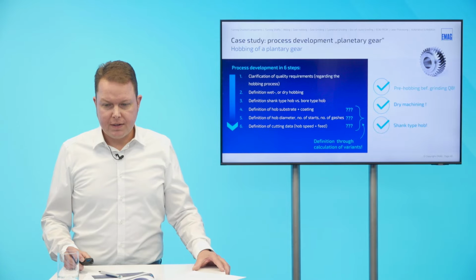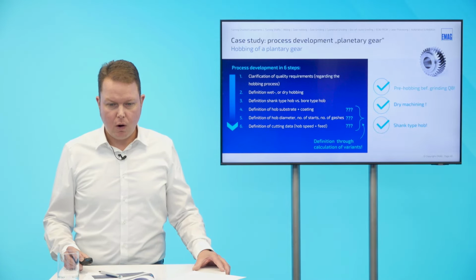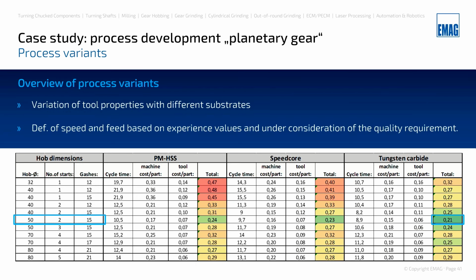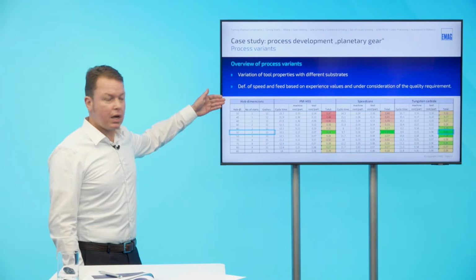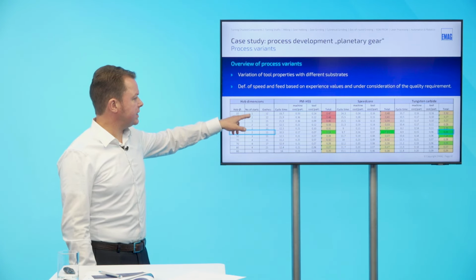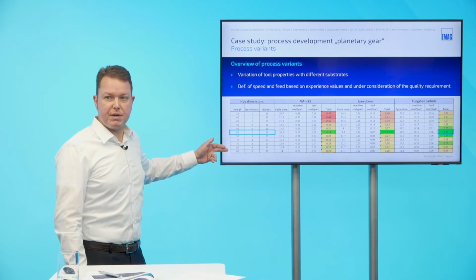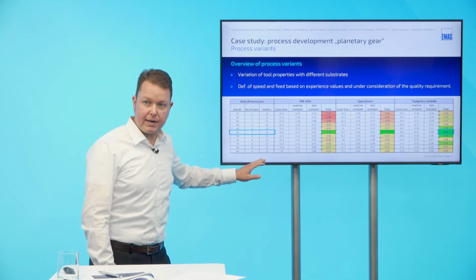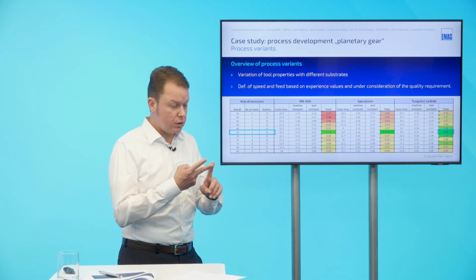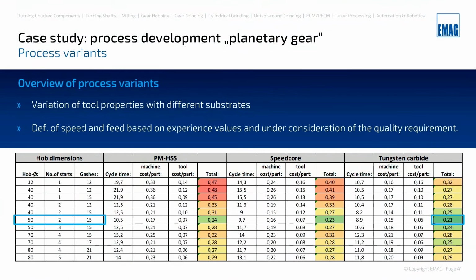All right, okay. So now we come to the end. Now we do the definition of these parameters by means of calculation of variance. This is a big table we see, and we see that we have made a variation of the hob dimensions. We have hob diameter that starts from hob diameter 32, single start 12 gashes, and we go up to diameter 80 millimeter, 5 start 21 gashes. And now we calculate the cost per part over the machine hour rate and also the tool cost per part for each individual substrate. Here for PMHSS, here speed core or MC90, and here tungsten carbide.